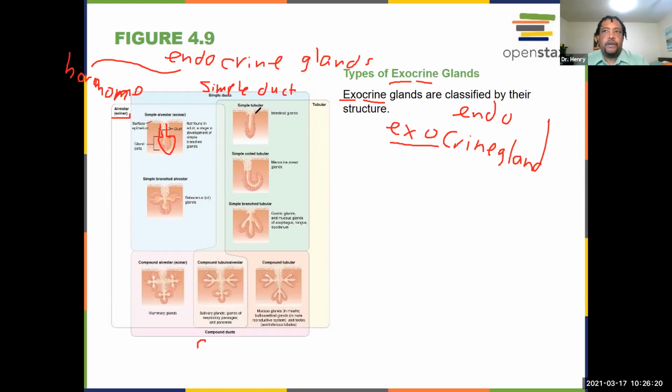So you have two forms, and these guys here, again, simple. This one guy is branched. This guy would be like a simple coiled. In other words, it just forms a nice little coil. This one would be a simple branch.